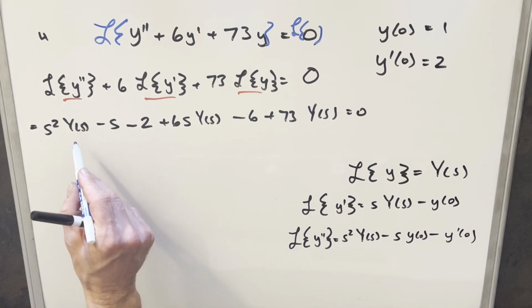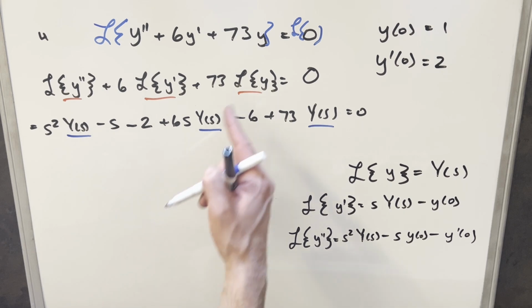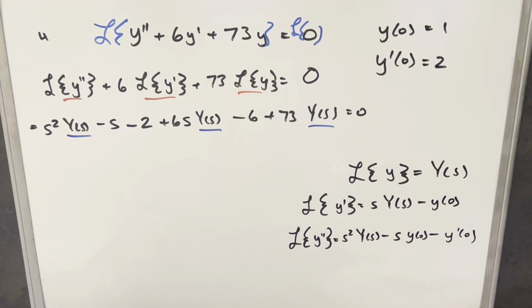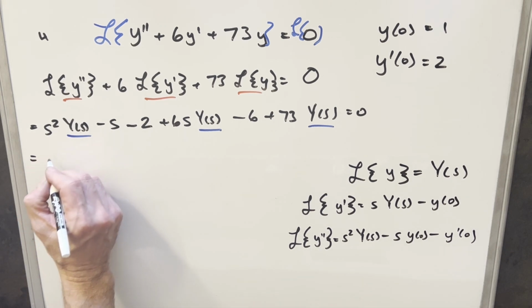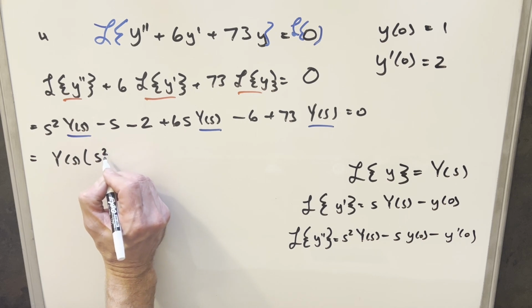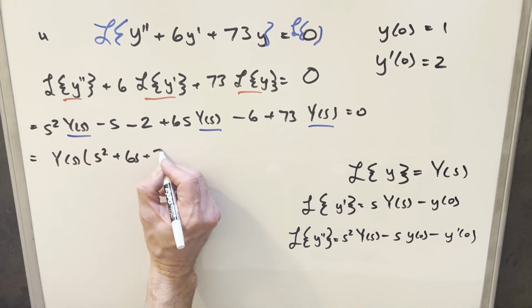But then from here, we want to isolate this big Y of s because that's going to get closer to finding the y value. So what I can do is factor out that big Y like this and then collect all the terms. So we're going to have s squared here, a plus 6s, and a plus 73.